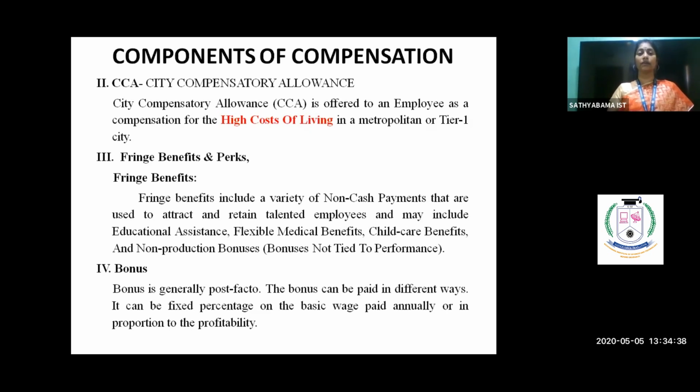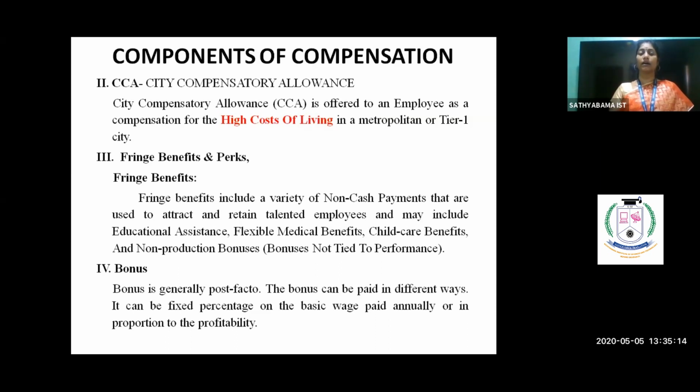And then comes the fringe benefits and perks. We can say these fringe benefits and perks, or the non-monetary benefits, are paid to the employees to attract them and make them stay in the organization, for their efficiency and to retain the talent in the organization. Examples of fringe benefits and perks, which are non-monetary benefits, are medical benefits, group insurance, family insurance, and educational assistance. All such things will come under fringe benefits and perks.